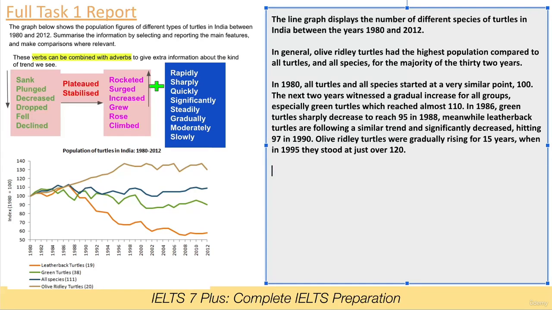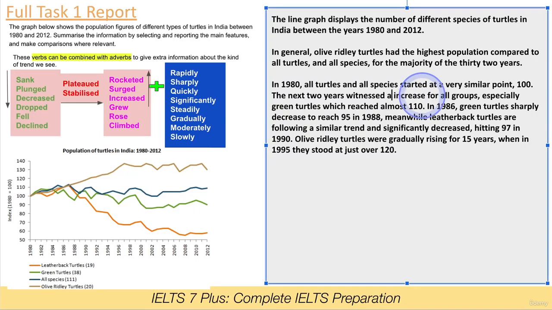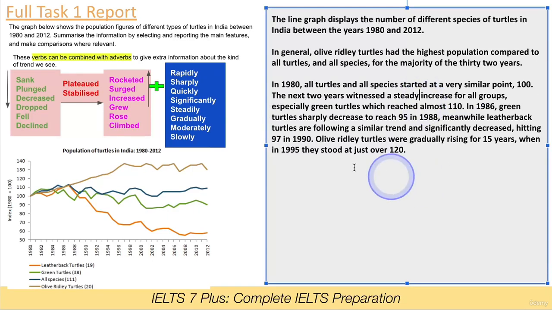In 1980, all turtles in all species started at a very similar point, 100. The next 2 years witnessed a gradual increase. Oh, we've used gradual here. A steady increase. So we're not looking to repeat ourselves too much. For all groups, especially green turtles, which reached almost 110. In 1986, green turtles sharply decreased to reach 95 in 1988.